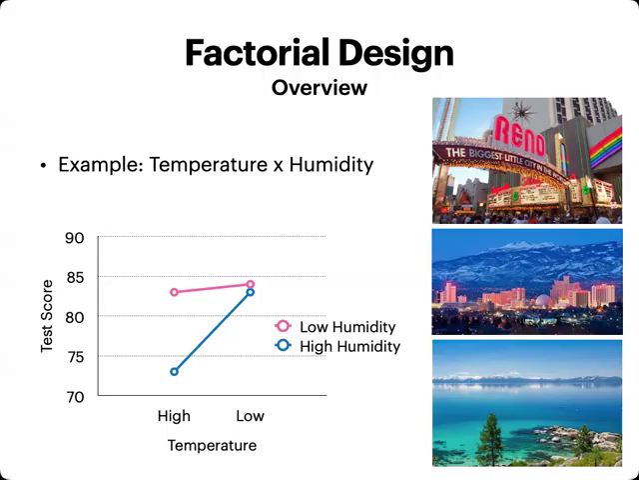The graph you see on the slide is hypothetical research findings. The x-axis shows the temperature, high versus low, and the y-axis shows the test score, high versus low. The test score is the dependent variable, right? Two different lines indicate humidity, with the blue line indicating high humidity and the pink line indicating low humidity.